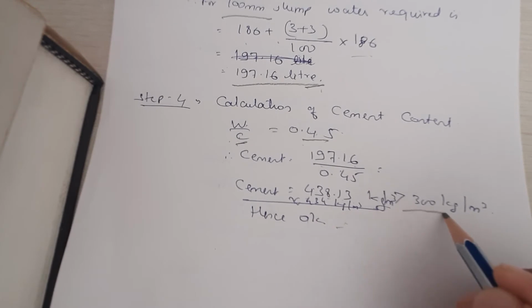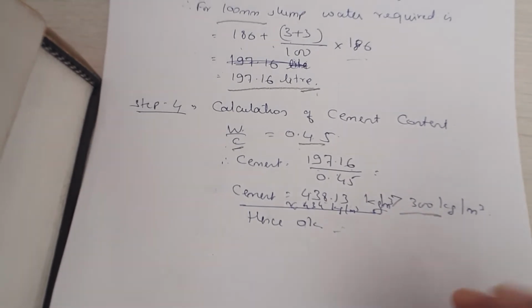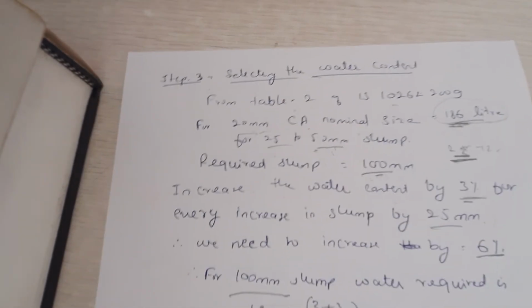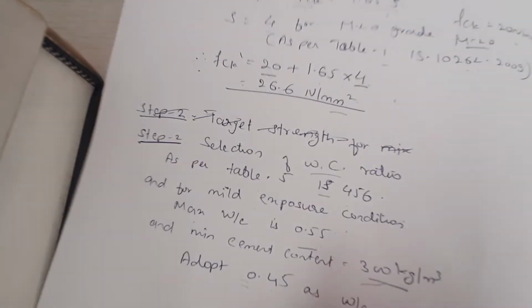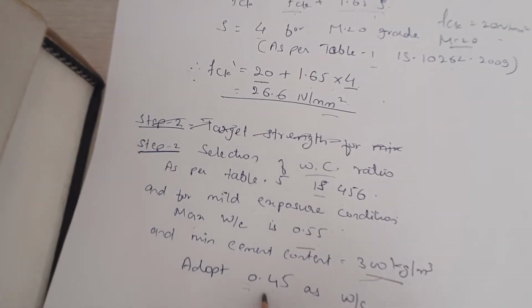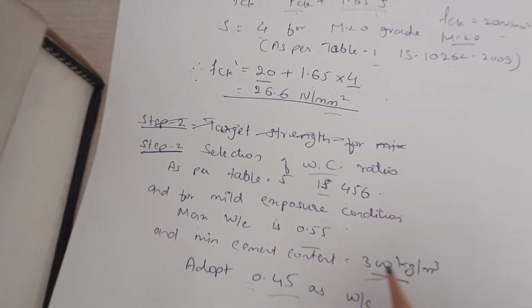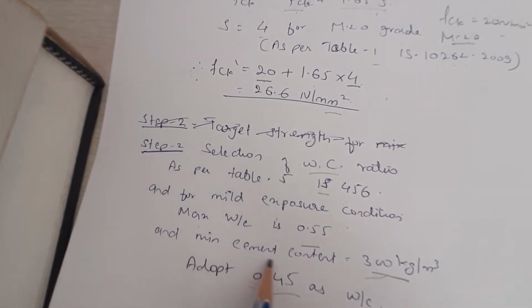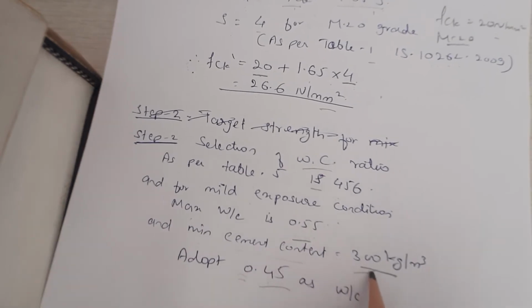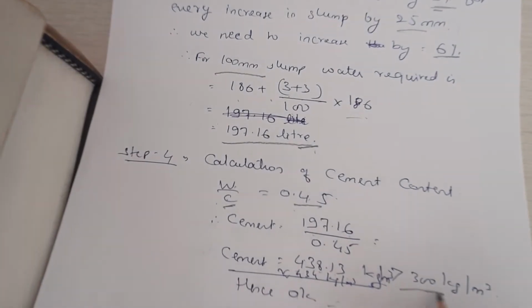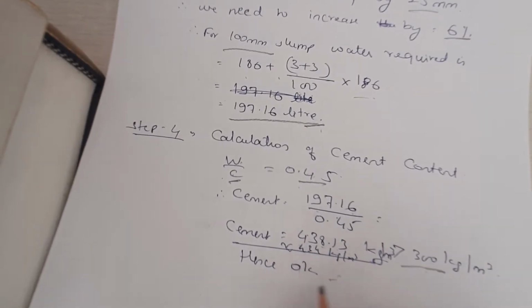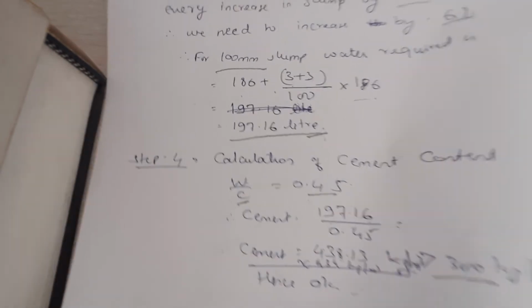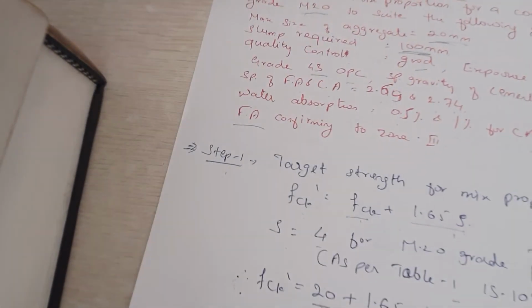Yes, it will be checked for the minimum criteria as per table number 5. As per table number 5, from what we are adopting for the water content and water cement ratio, they have said that the minimum cement content should be 300 kg per meter cube. Since I have got more than 300 kg, it will be okay. It is safe.